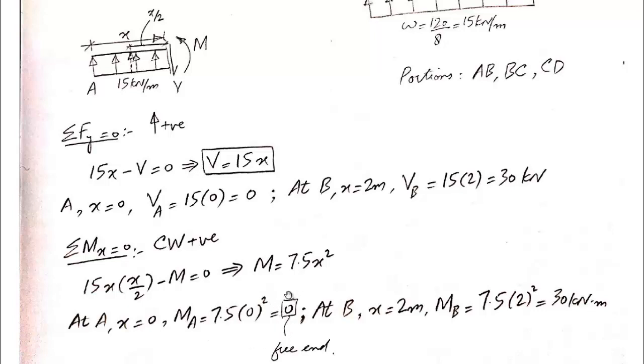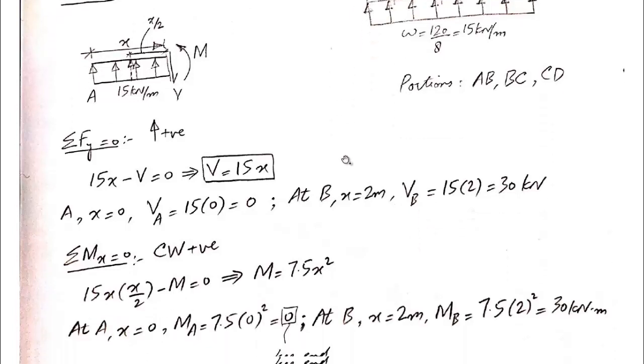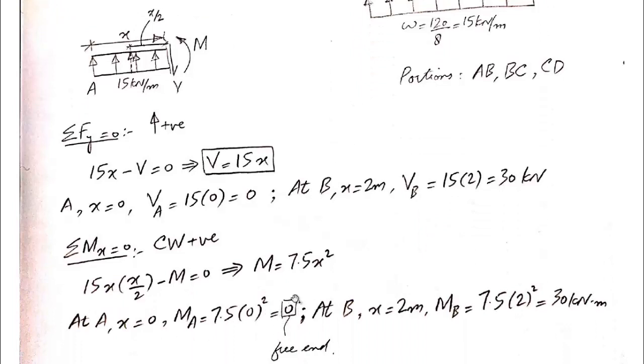Now is this 0 logical? Point A is the free end of this beam, and there is no point moment acting at point A, which means that the bending moment at point A should be equal to 0. So this 0 is totally logical.